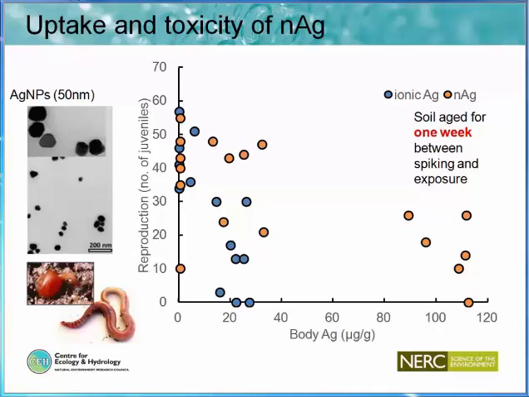And this is done for soils here that were spiked with either of these forms of silver, then left for a week before the worms were put in. And the interesting thing that we can see here is that for a given level of reproduction, the worms exposed to the nanosilver have quite a bit more silver in their bodies than the worms that were exposed to the ionic silver. In other words, it appears to be taking a lot more nanosilver to have the same reproductive effect under these conditions.